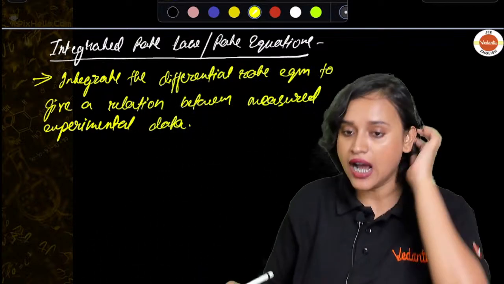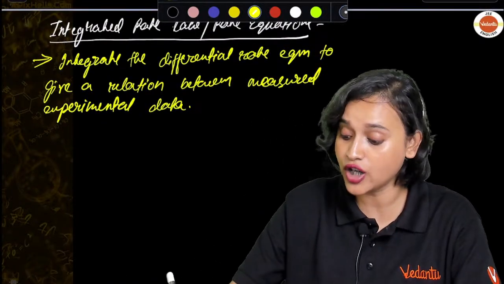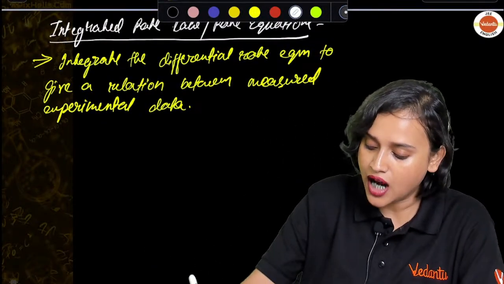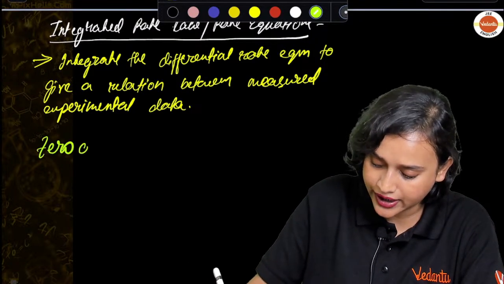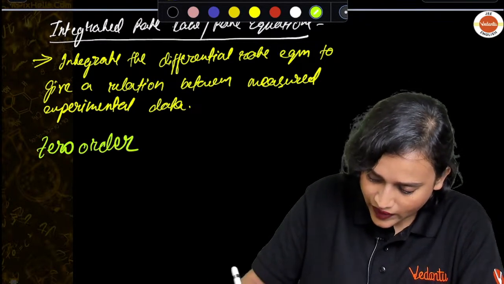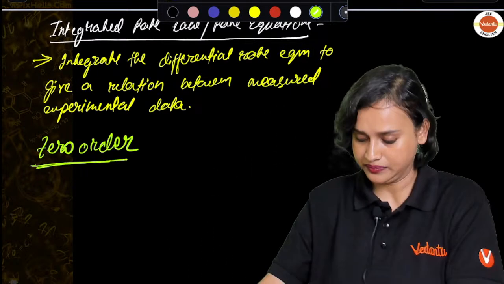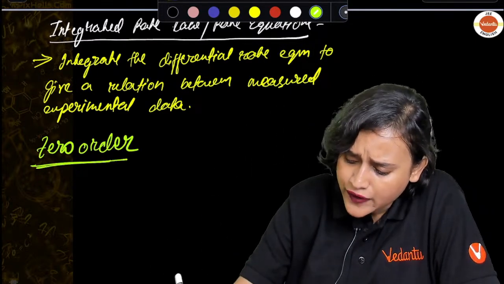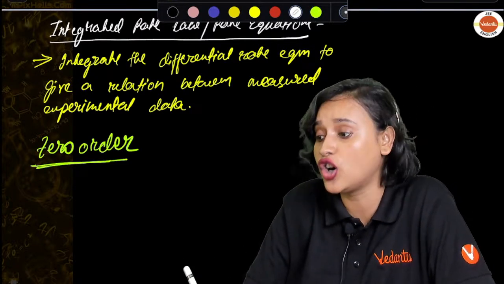Chalo, guys. Now, let us integrate this. Let us integrate it for the first order. Oh, sorry, for zero order. So, let us start with zero order, everyone. For zero order, let us integrate the rate equation. First of all, everybody, you tell me what is the differential rate law that we studied.